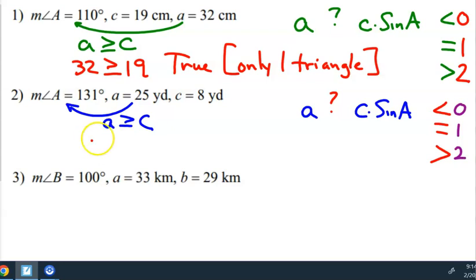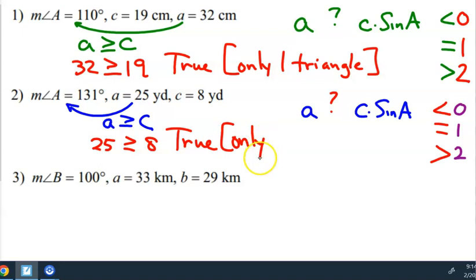So this problem here, A is 25, C is 8. So again, this is another true statement. So there is only one triangle, which means it's going to fall off to the right, far right on that number line.